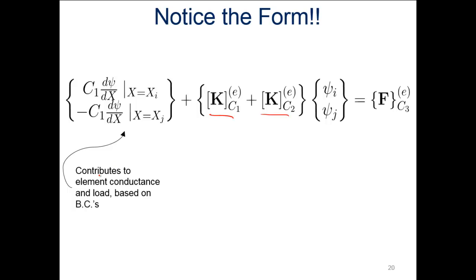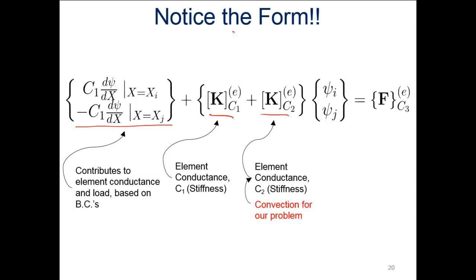What do we got over here? Contributes to the element conductance and load based on the boundary conditions. All right, so that's the second order term, so that makes sense. Contributes to the conductance. This is the element conductance, or you can think of it as a stiffness, right? The stiffness matrix. This is also an element conductance, but in this particular problem, it's convection for our problem.